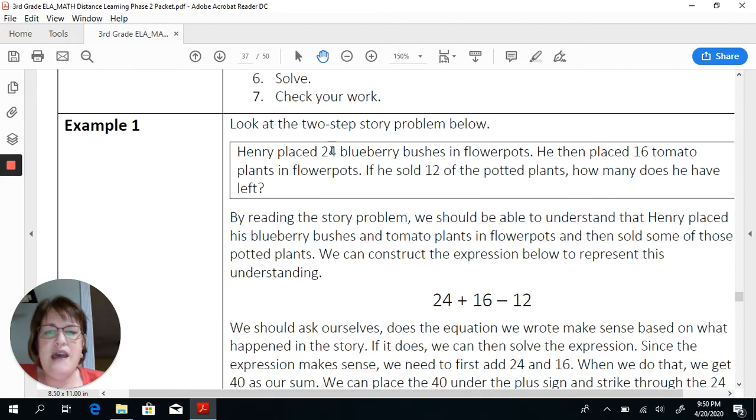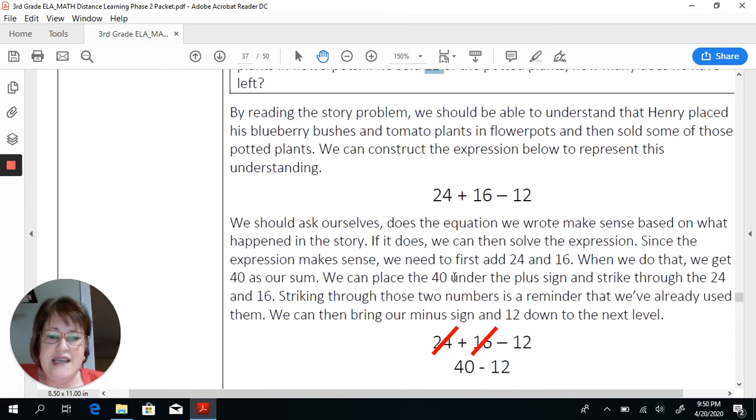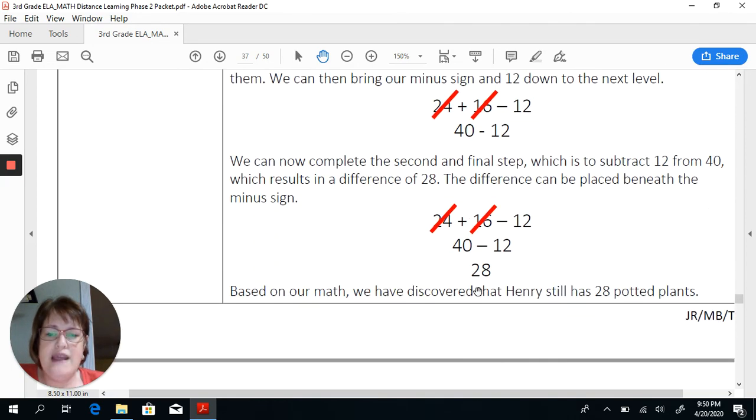So that lets me know, okay, first of all, I'm going to have to add 24 and 16. After I get that answer, then I'm going to subtract 12 because he sold them. They left. He got rid of them. So in my mind, I know that that's the same as subtracting. So we're going to add 24 plus 16, which is 40. Then take away 12, which is 28. So based on our math, we have discovered that Henry still has 28 potted plants.